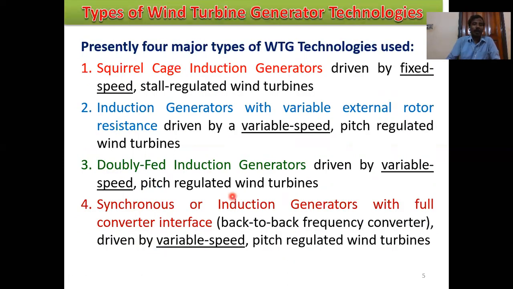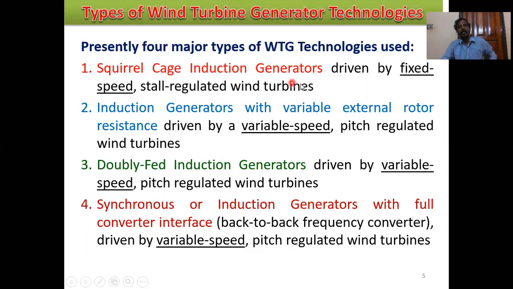Then, types of wind turbine generator technologies. Presently, four major types of wind turbine generator technologies are used. Type 1, squirrel cage induction generators. Second, induction generators with variable external rotor resistance. And third, double fed induction generators, and fourth, synchronous or induction generators with full converter interface.